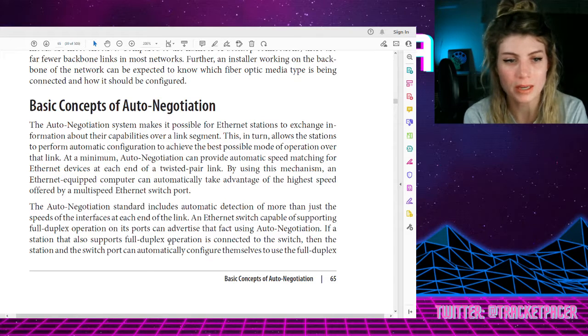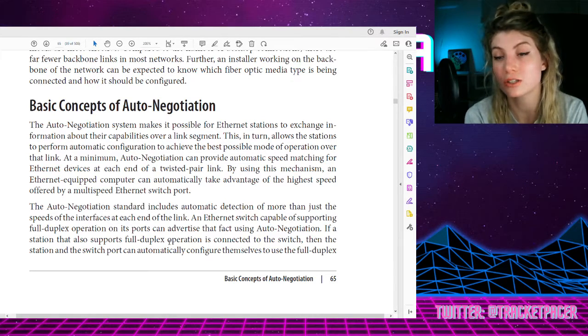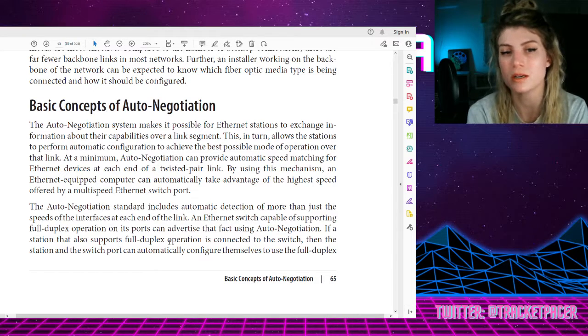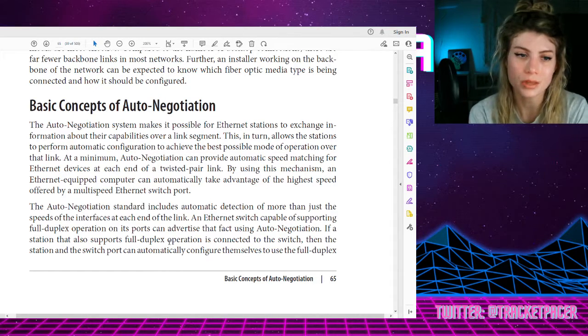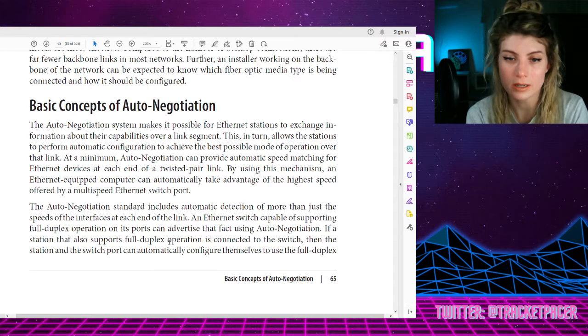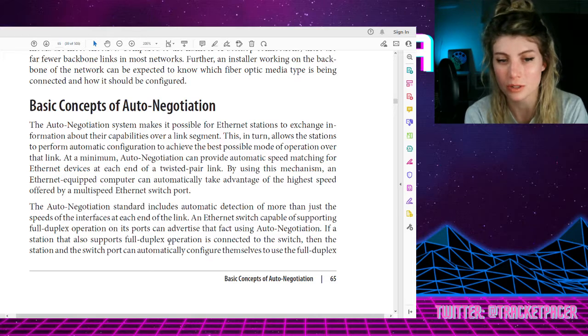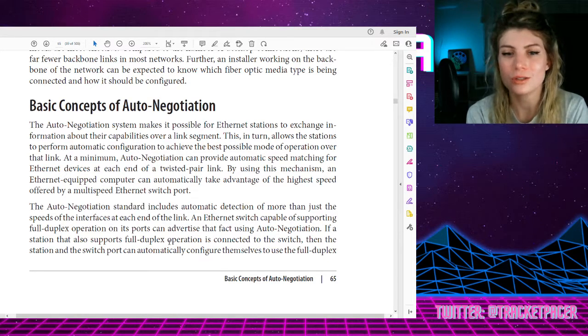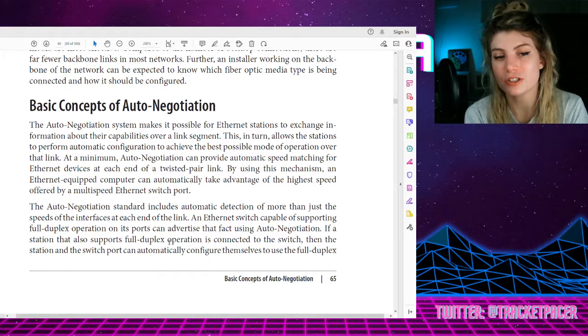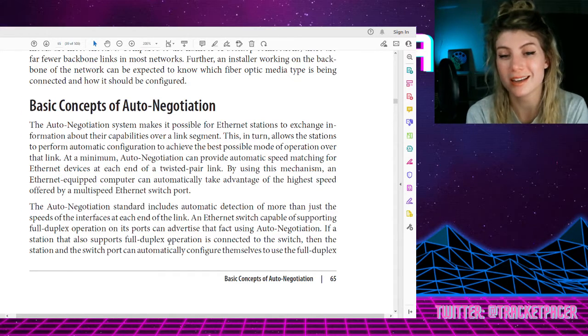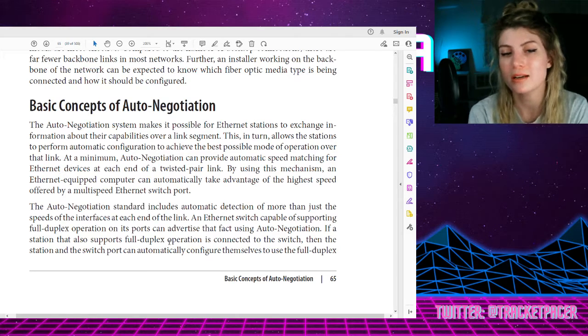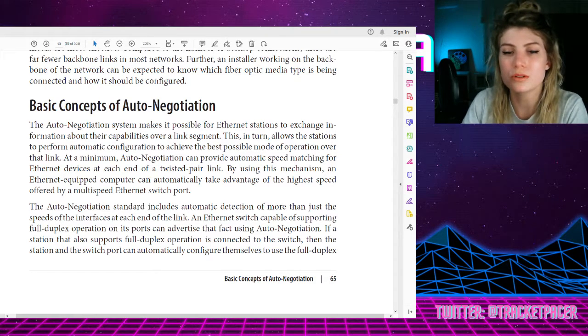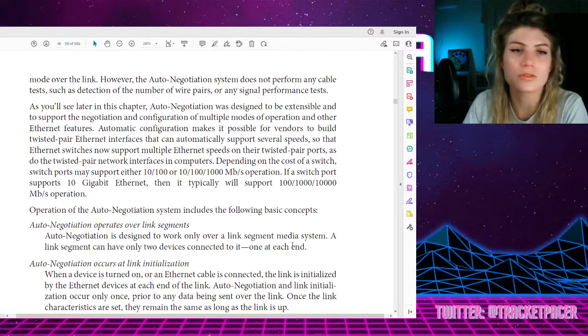By using this mechanism, an Ethernet-equipped computer can automatically take advantage of the highest speed offered by a multi-speed Ethernet switchboard. The auto negotiation standard includes automatic detection of more than just the speeds of the interfaces at each end of the link. An Ethernet switch capable of supporting full duplex operation on its ports can advertise that fact using auto negotiation. If a station that also supports full duplex operation is connected to the switch, then the station and the switchboard can automatically configure themselves to use the full duplex mode over the link.